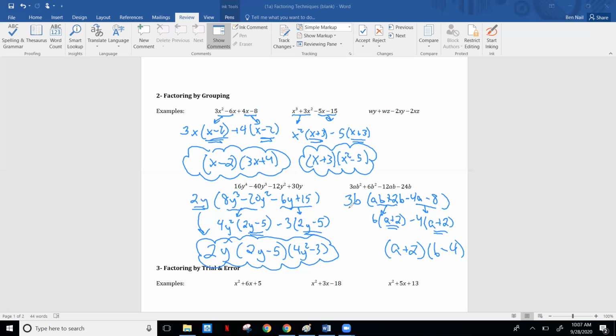And don't forget our initial greatest common factor of 3b. Those are b's, not sixes. But that would be the factored form of 3ab squared plus 6b squared minus 12ab minus 24b.